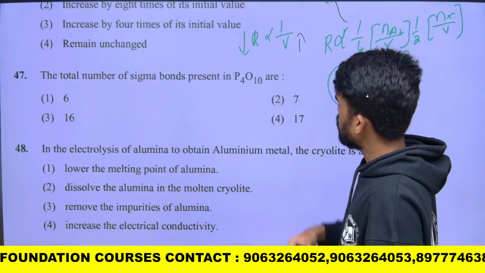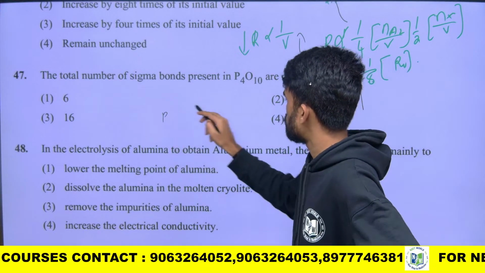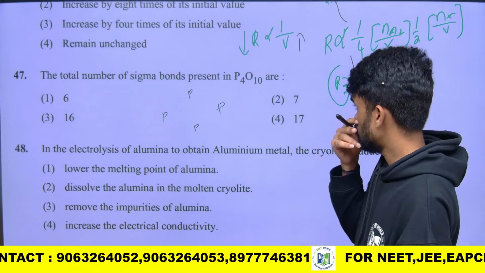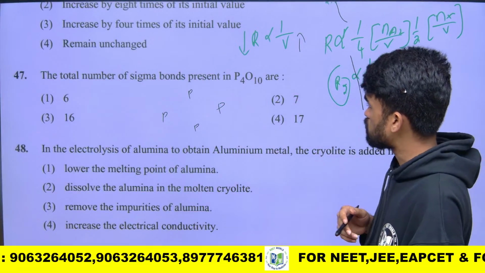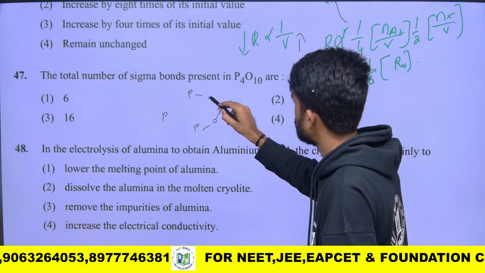Okay. Again, P4O10, how can we write it? P4 means write phosphorus, 4 phosphorus like this. Done. Now we know the valency of phosphorus is 4. So I am writing these oxygens like this.